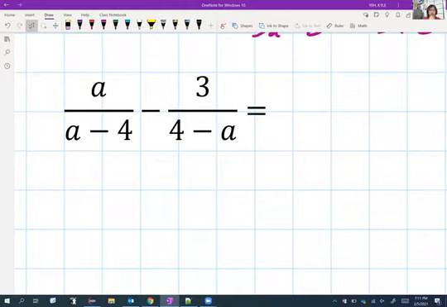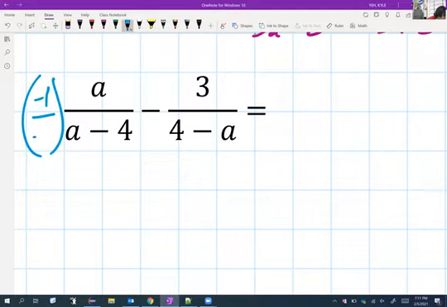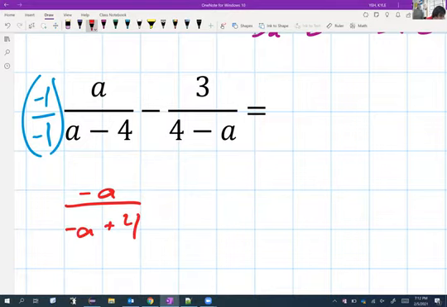This is similar to something we saw in 8.1. a minus 4, 4 minus a. So close, but they're not the same. They're not common. The signs are different. On the left, we have a minus 4. On the right, we have 4 minus a. How can I flip the signs of one of those? Well, let's multiply by -1 over -1. Because if you remember from the 8.1 video, multiplying by the negative just changes all the signs. We get -a plus 4.